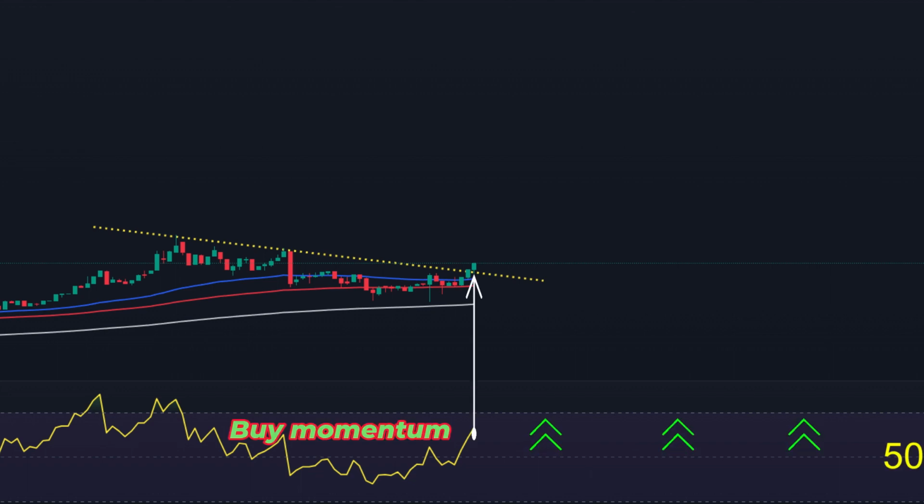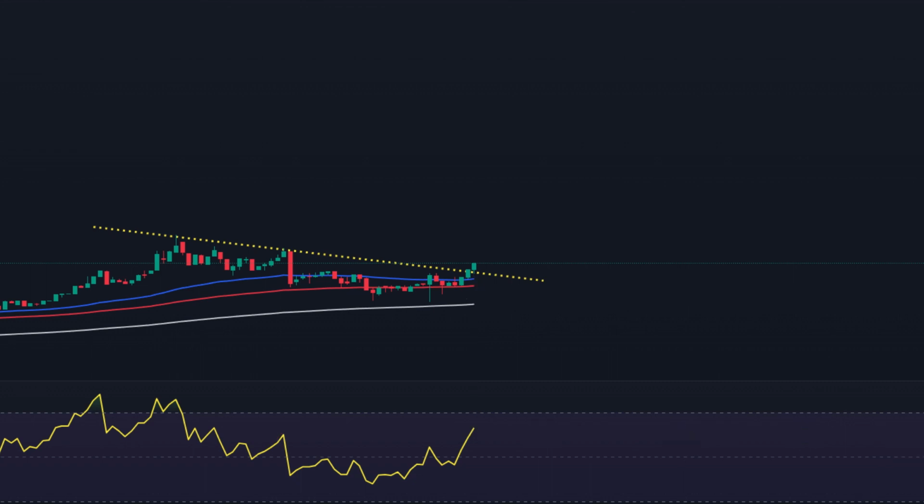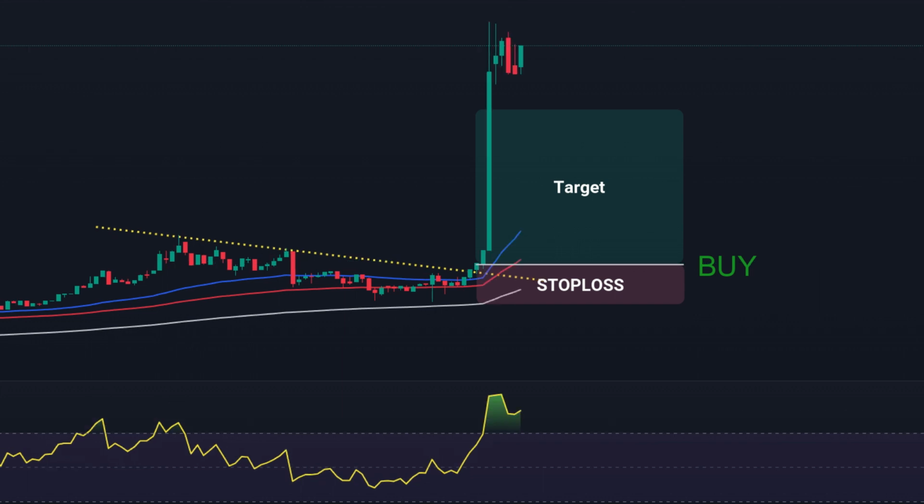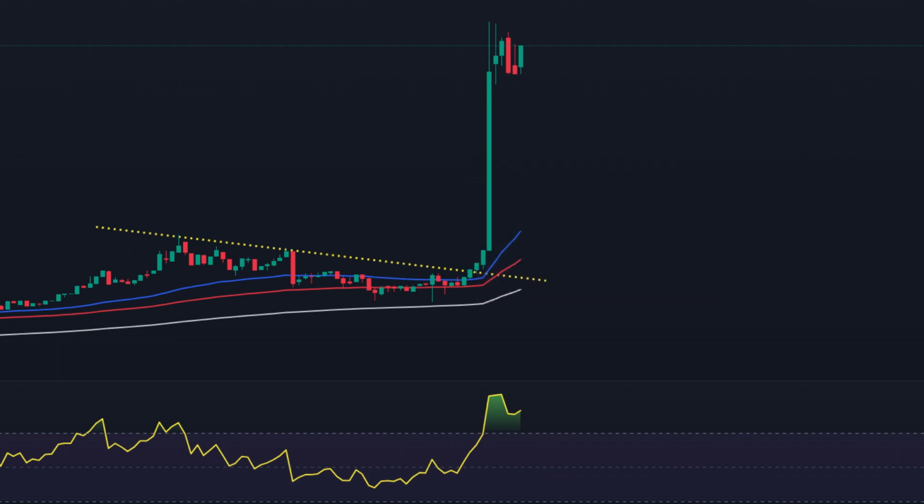Additionally, the RSI line should be above 50. If the RSI is above the 50 level, it indicates a strong buy momentum. After we initiate a buy position here, we then set our target profit and stop loss. And as you can see, the price reaches our target profit, resulting in a profitable trade. You can immediately apply the strategy now.